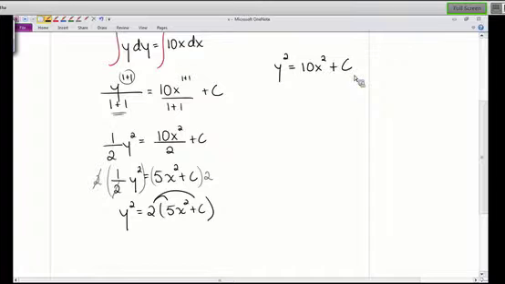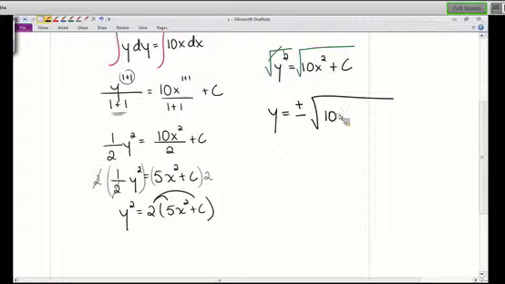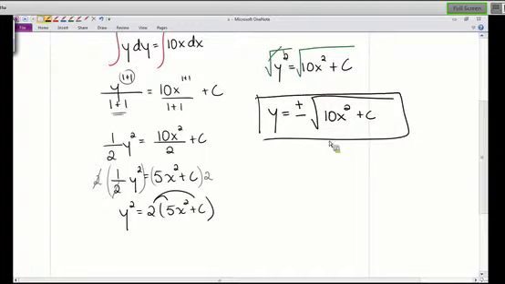Now we're almost done. We have y squared. We want to solve this for y, so we'll take the square root of both sides to cancel out our square. Therefore, we'll be left with y is equal to plus or minus, okay, don't forget the plus and minus, the square root of 10x squared plus our constant c. And that is your final answer. Any questions?